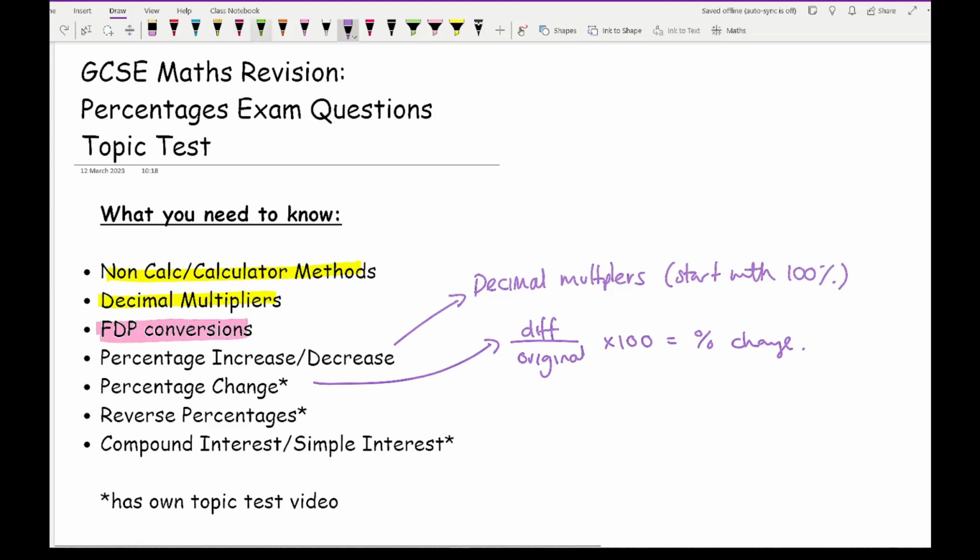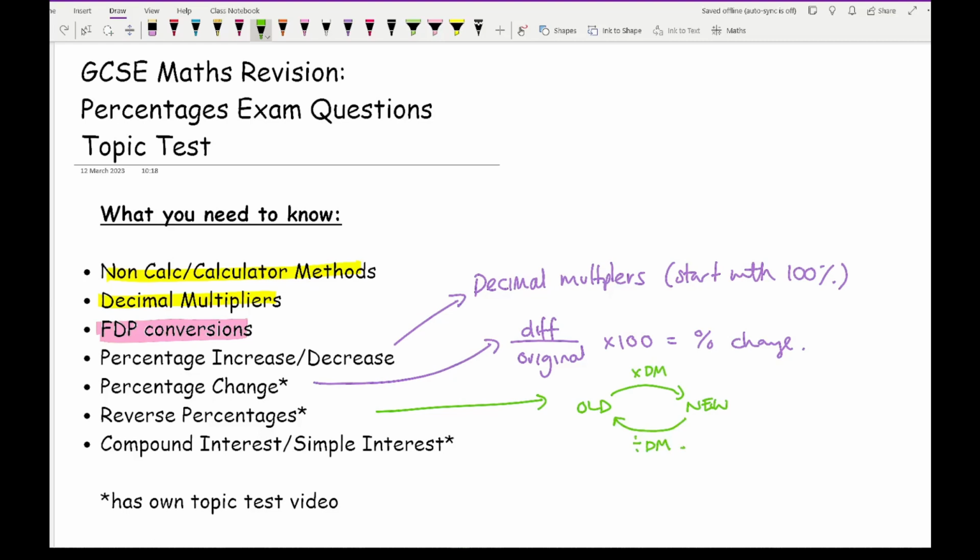The next one is reverse percentages. Now remember, with reverse percentages, if you're starting with the old price to new price, then to go from old to new, you multiply by the decimal multiplier. To go from new to old, you divide by the decimal multiplier.